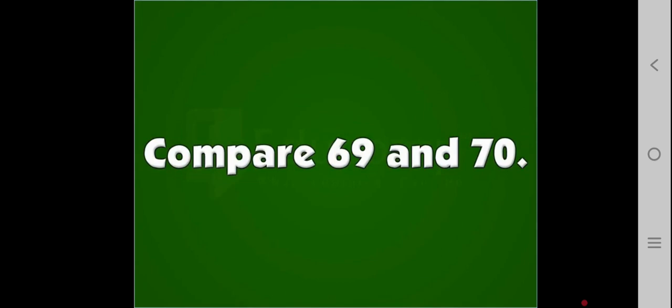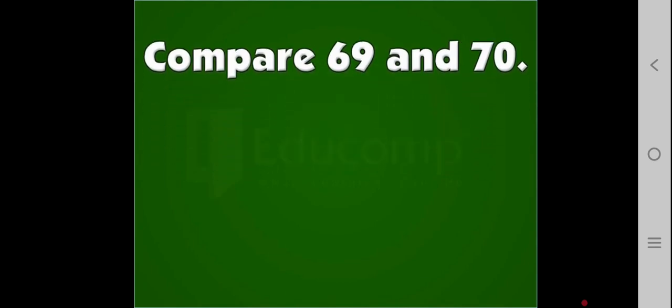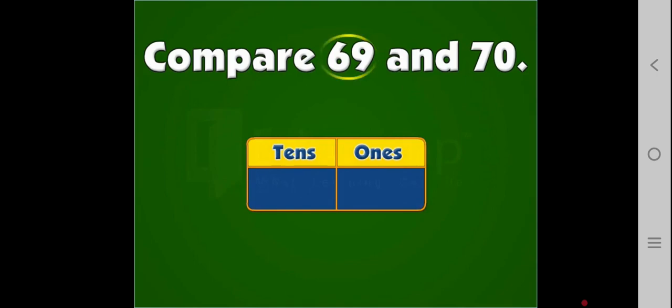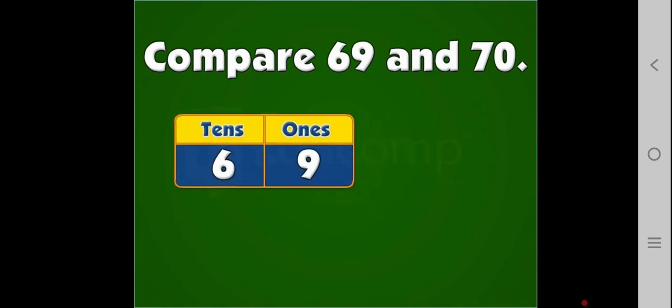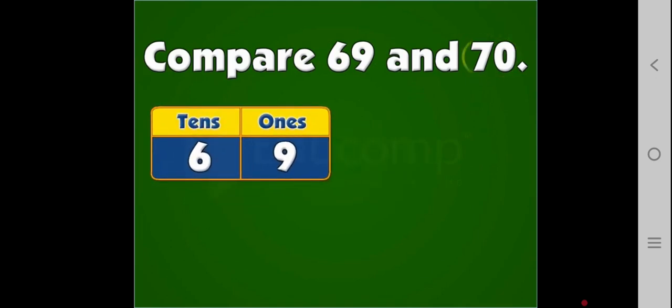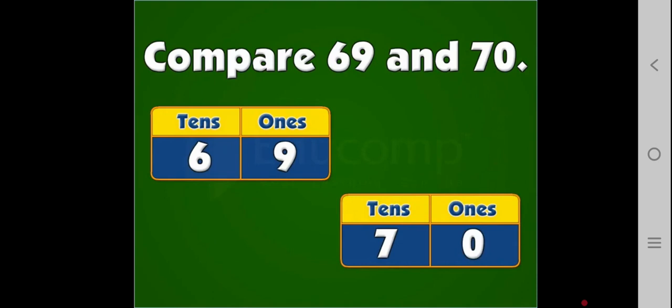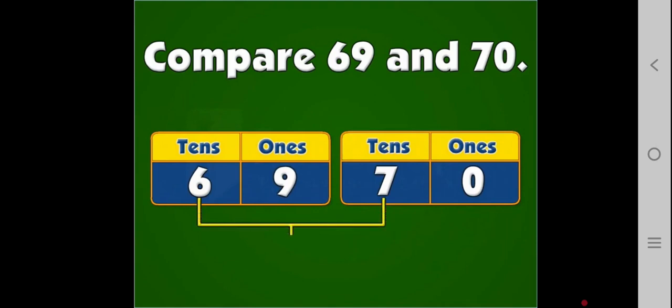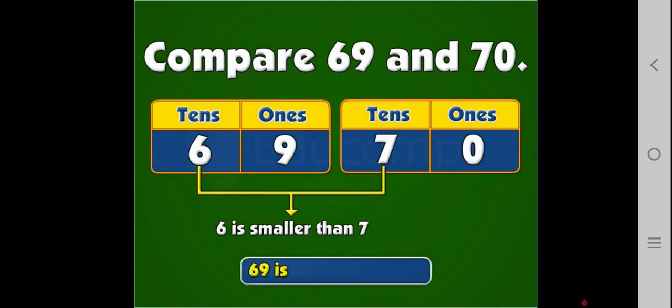We know that 69 is smaller than 70. So, let's see if we can find it using another method. First, let's break down 69 into 6 tens and 9 ones. Then we break down 70 into 7 tens and 0 ones. According to this method, you need to first compare the numbers in the tens place. If we compare the numbers in the tens place, 6 is smaller than 7. So, 69 is smaller than 70.